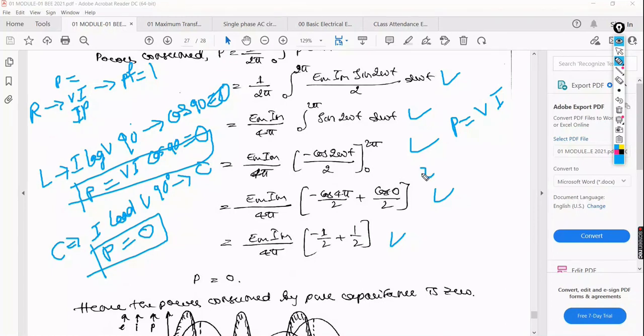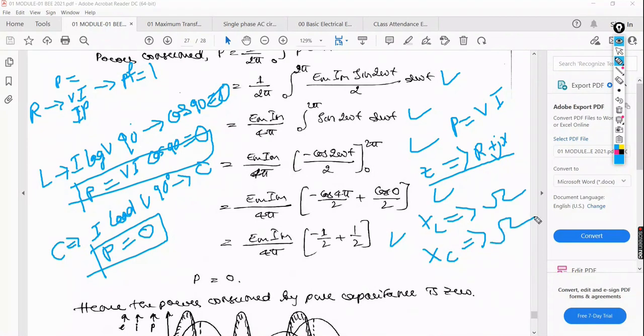What is impedance? Impedance is the total opposition offered by the resistance and the reactance. What is the equation for XL? XL is equal to 2 pi f L. Xc is equal to 1 divided by 2 pi f C. What is the unit for inductive reactance? Ohm. And the capacitive reactance? Ohm. Is this clear now?